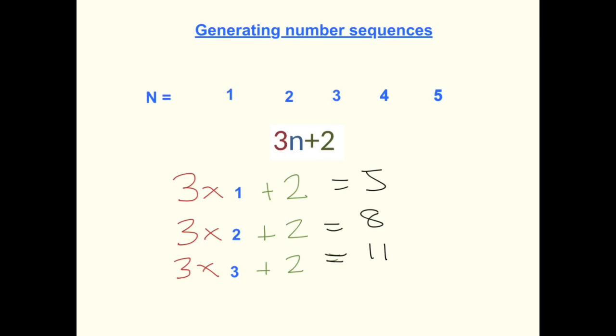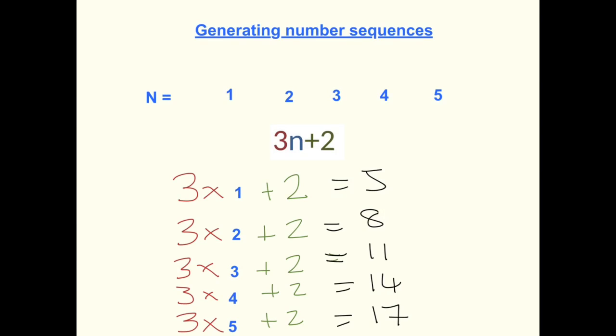The next one, 3 times, again we're going to grab the position number, 4 this time, add 2. 3 times 4 is 12, plus 2 is 14. And for the last one, 3 times 5 plus 2. Well, 3 times 5 is 15, plus 2 is 17.